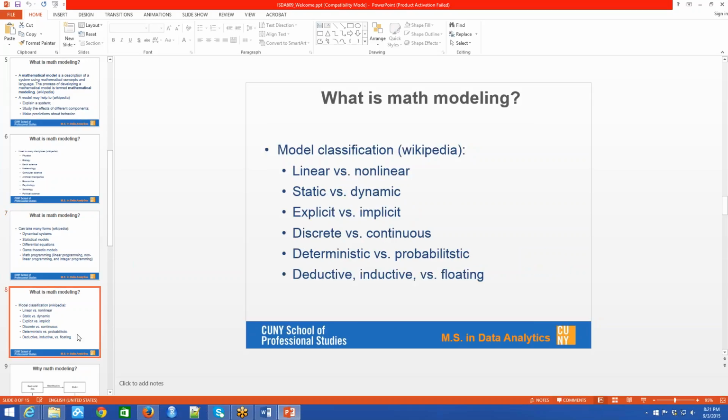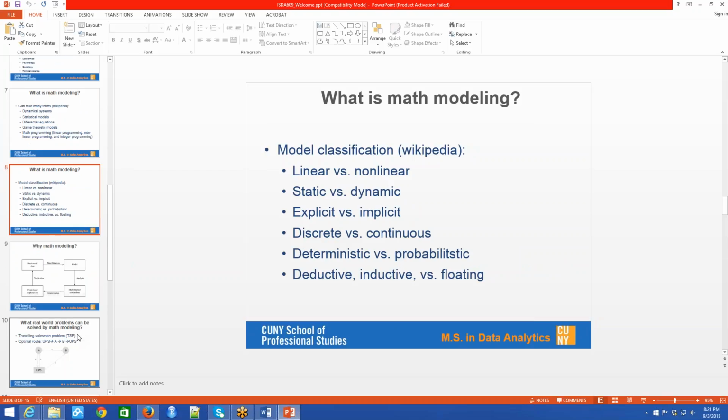So from the problem itself, it can be linear, can be nonlinear, can be static versus dynamic. It can be explicit or implicit. It can be discrete or continuous. It can be deterministic or probabilistic, and deductive, inductive versus floating. And then we're going to go through this in much more detail in our later lectures.